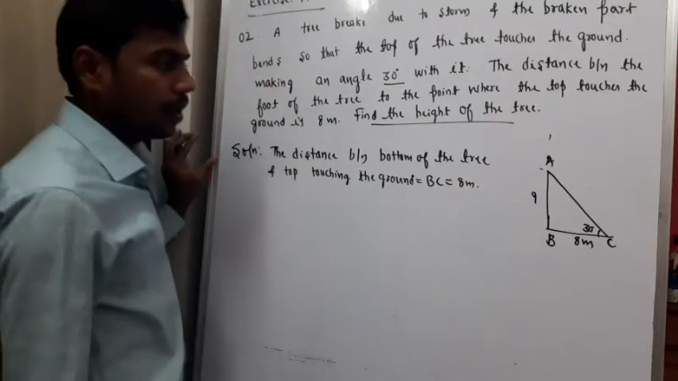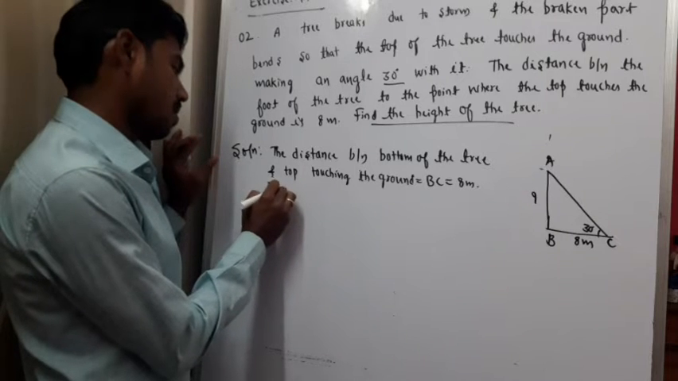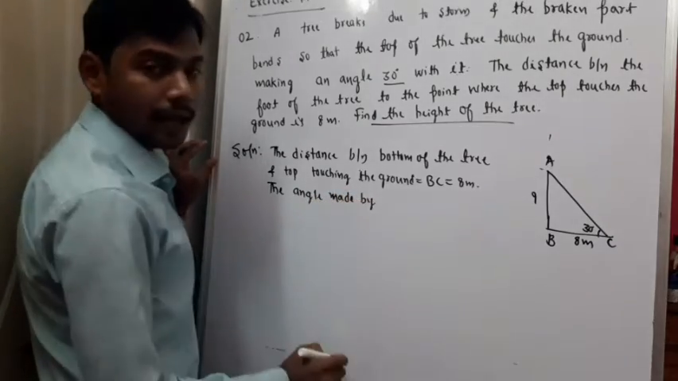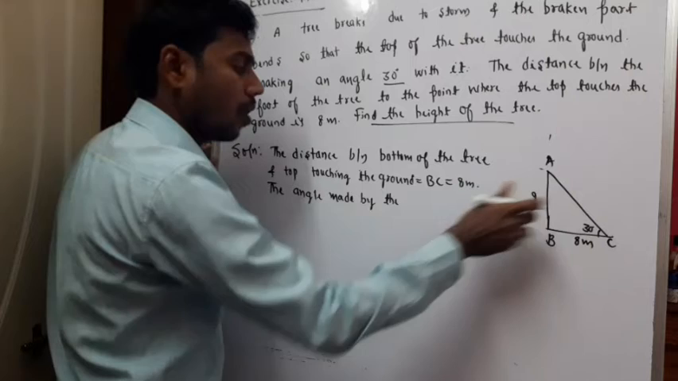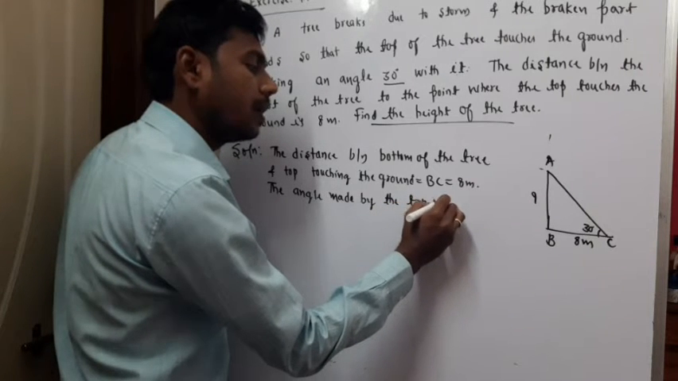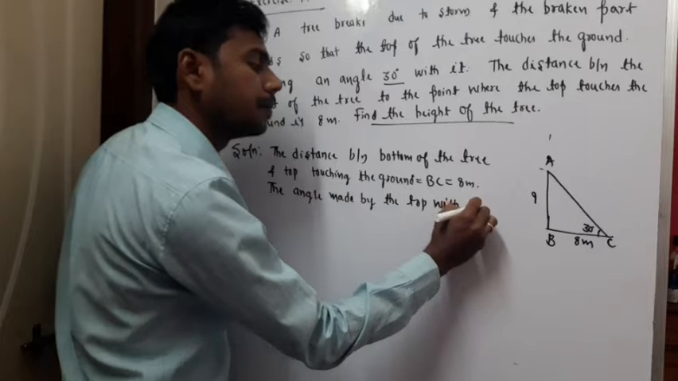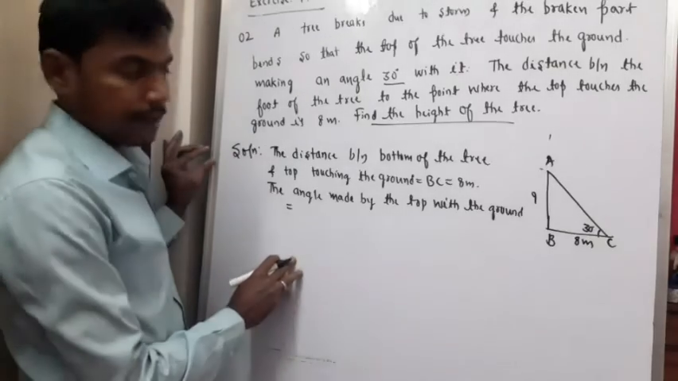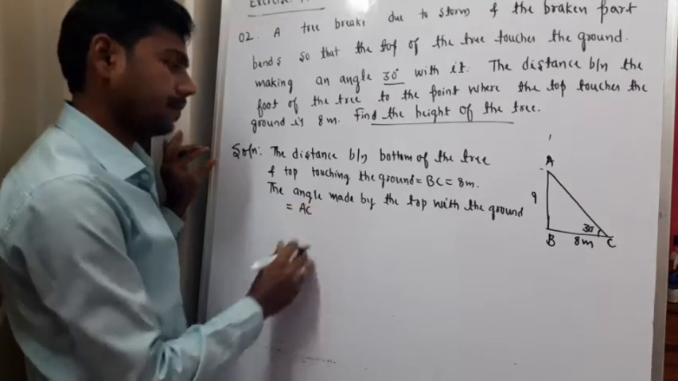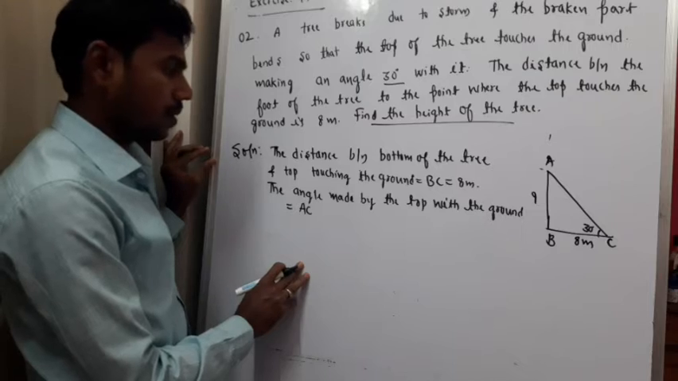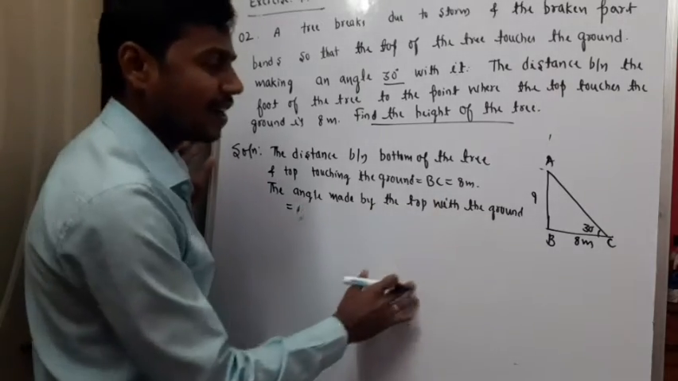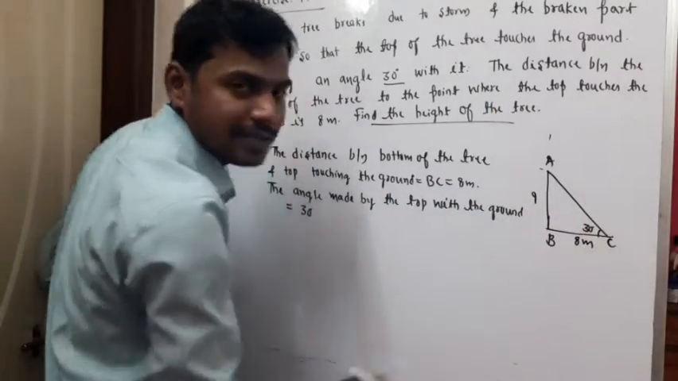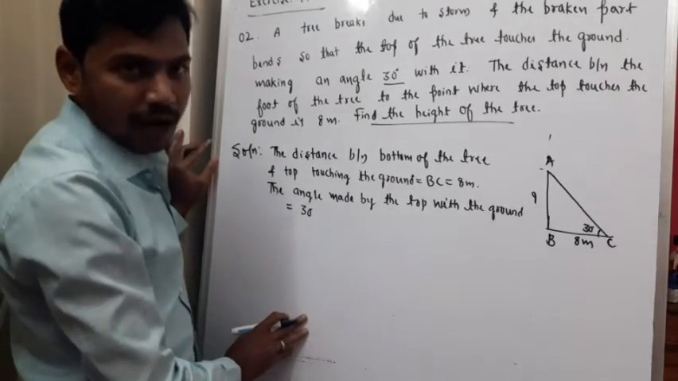It is given. Next, the angle made by the top with the ground is equal to AC. Sorry. The angle made by the top with the ground is 30 degree. What we need to find? We need to find.